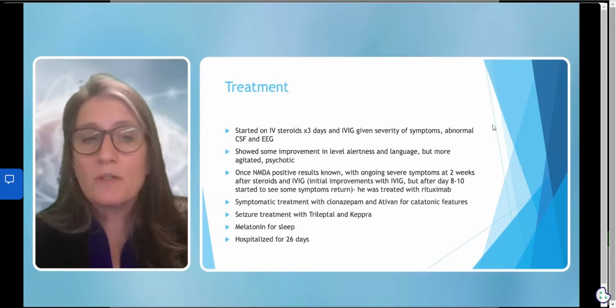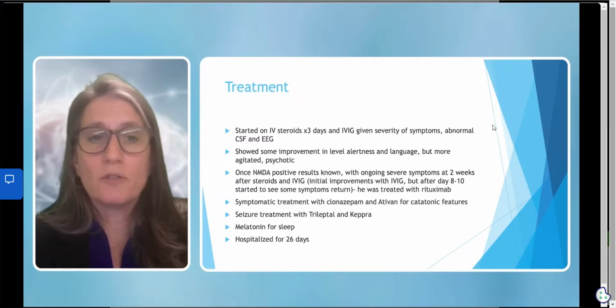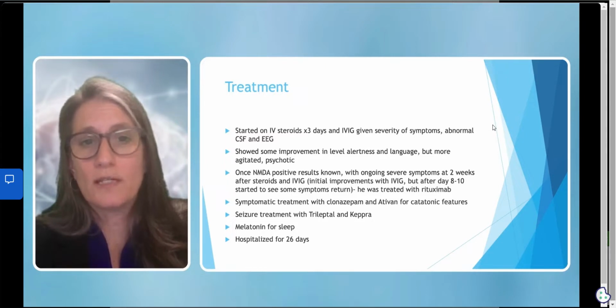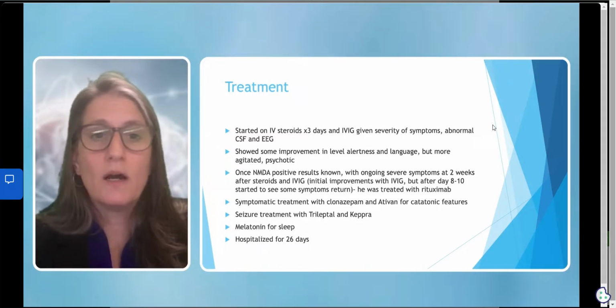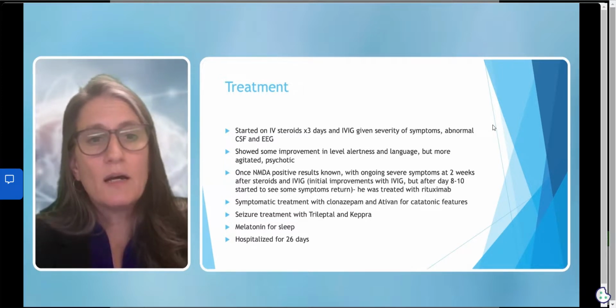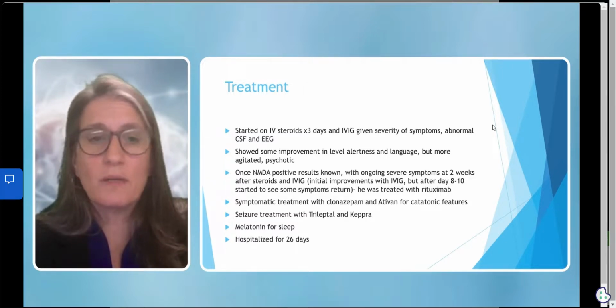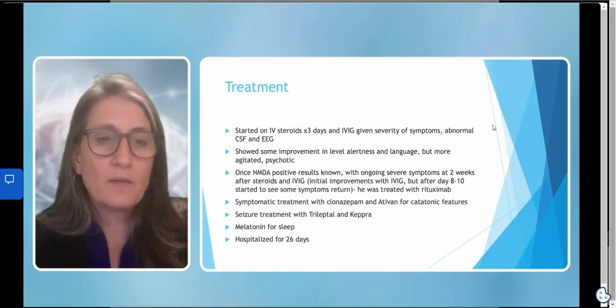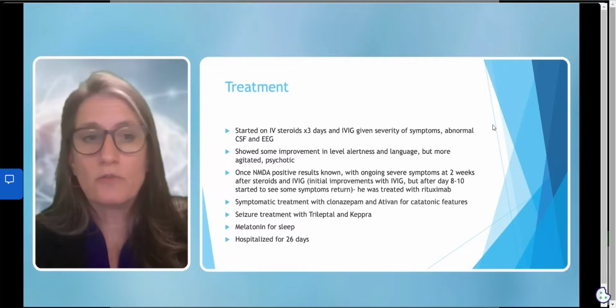From a symptomatic treatment perspective, his initial agitation had been treated with an antipsychotic, but once he developed more classic catatonia-type features and his diagnosis of NMDA encephalitis was known, he was changed over to clonazepam and Ativan for his catatonia, with improvement, although that continued to be a significant manifestation until approximately 3 weeks after that first rituximab was given. He was treated with several anti-epileptics and maintained primarily on Trileptal and Keppra at the end. He developed a sleep disorder and was started on melatonin for that, and ended up being hospitalized for 26 days at our institution after transferring from an outside hospital.